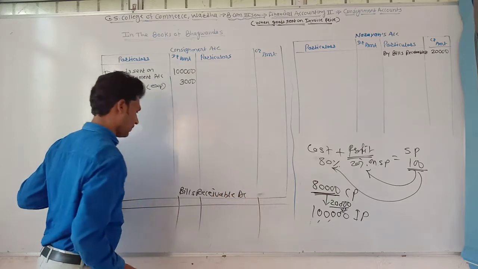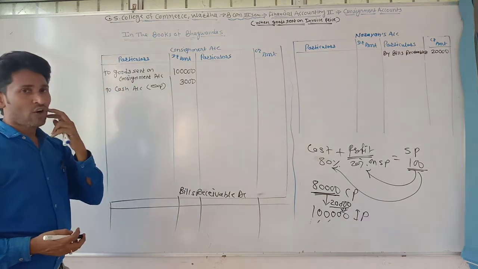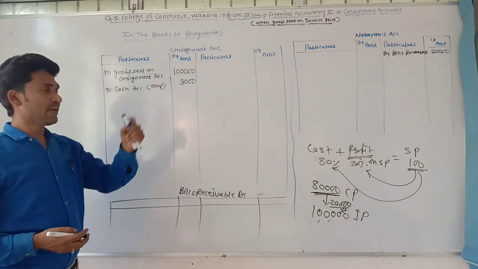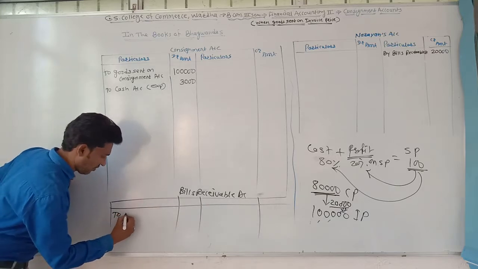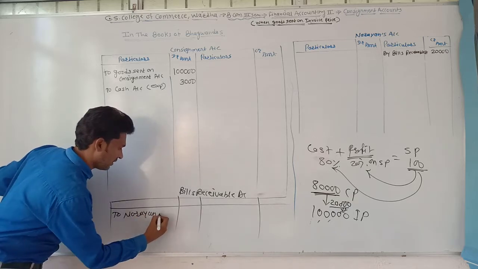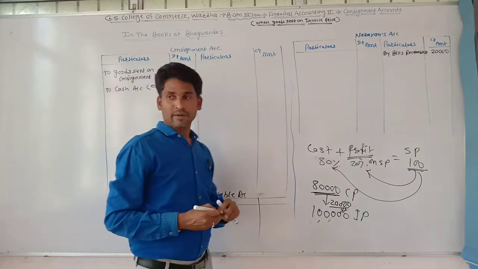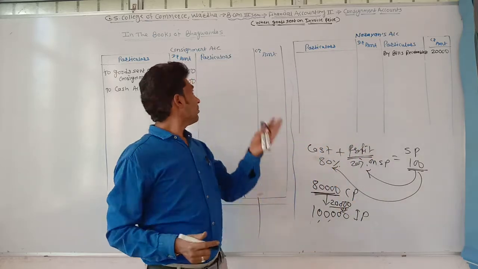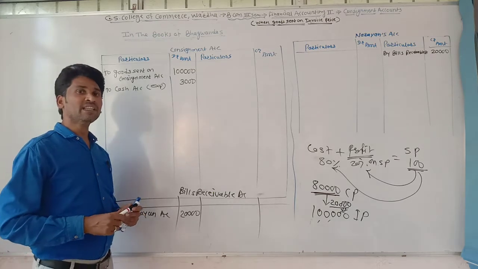You can show the bills receivable account if you like. When it drew a bill on the consignee and the consignee accepted that, the journal entry passed was bills receivable account debit and Narayan's account credit. So write at the debit side of bills receivable account: to Narayan's account rupees 20,000. After that, Bhagwan Das discounted that bill from the bank.